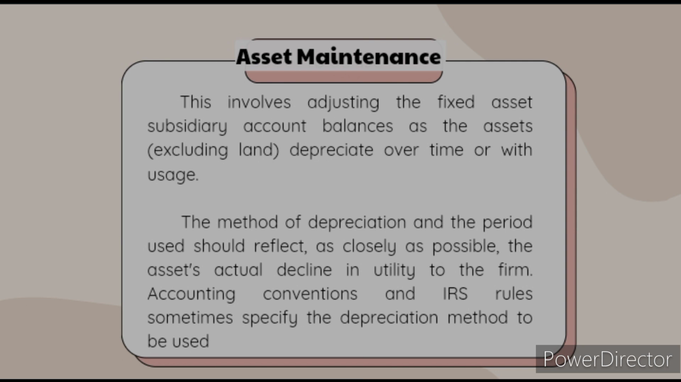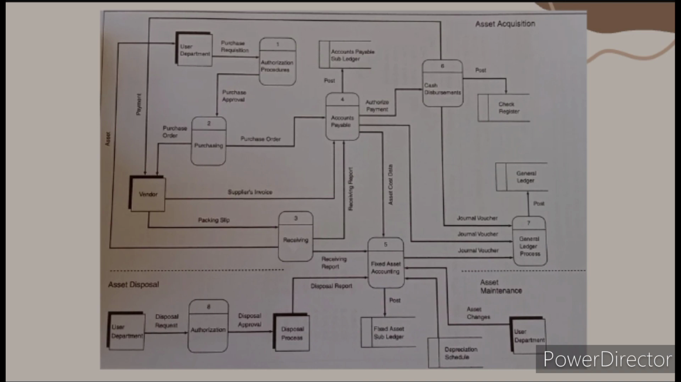Next, this is the data flow diagram for the fixed asset system. A data flow diagram for a fixed asset system illustrates how data moves within the system, showing processes, data stores, and data flows. It visually represents how information related to the fixed assets is captured, processed, stored, and distributed within the system.